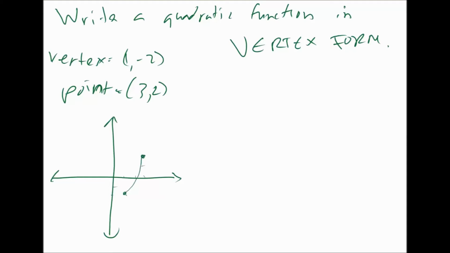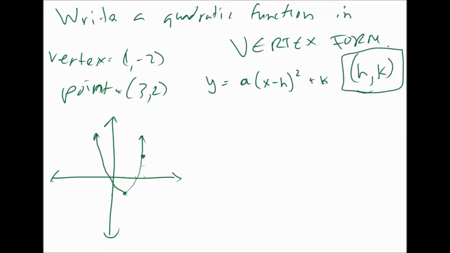So we know it looks like this. It has to open up. It can't open down or else it wouldn't pass through that point. And vertex form is this. It's y equals a times x minus h squared plus k. That's the vertex form. So the vertex is h, comma k. It's very important. The vertex is h, comma k.